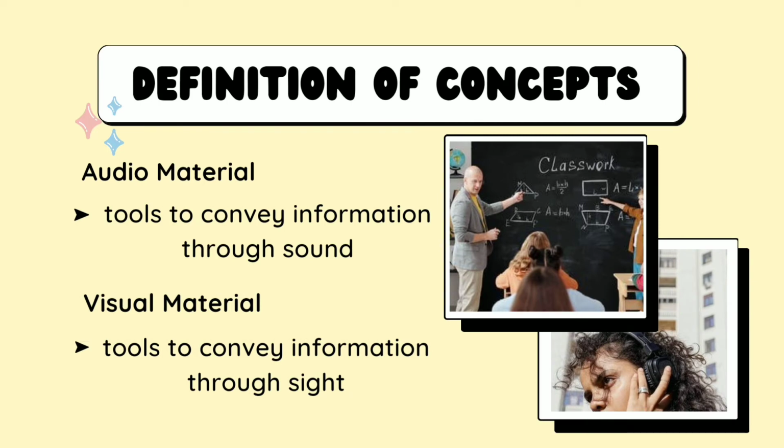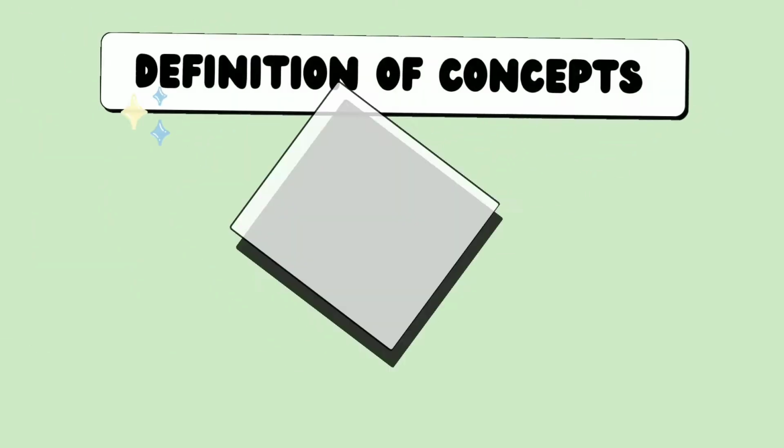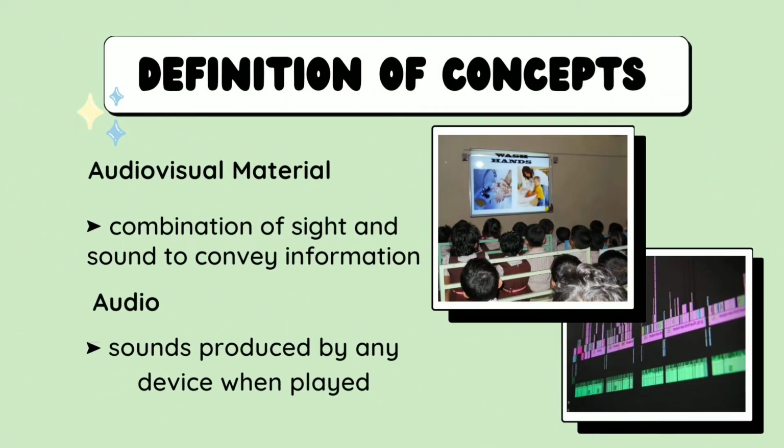Now let's define some concepts. First is the audio material. They are tools to convey information through sound. The second one is the visual material. They are tools to convey information through sight. Next is the audiovisual material. They are a combination of sight and sound to convey information.